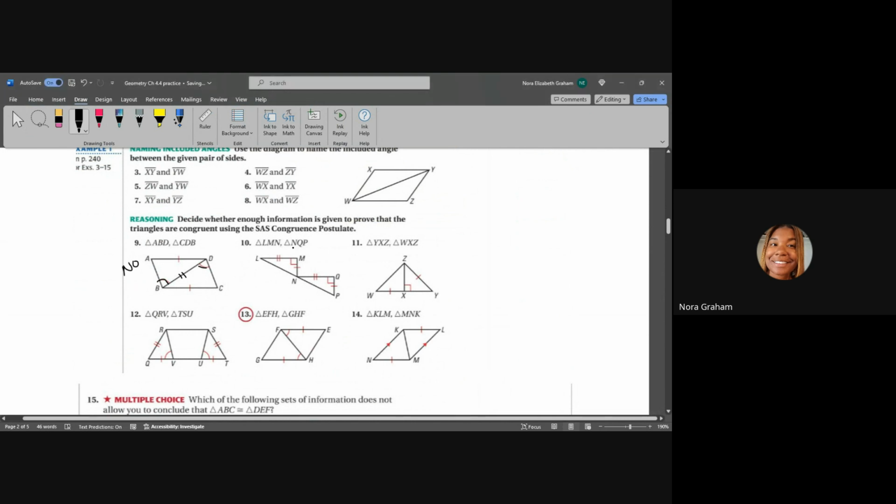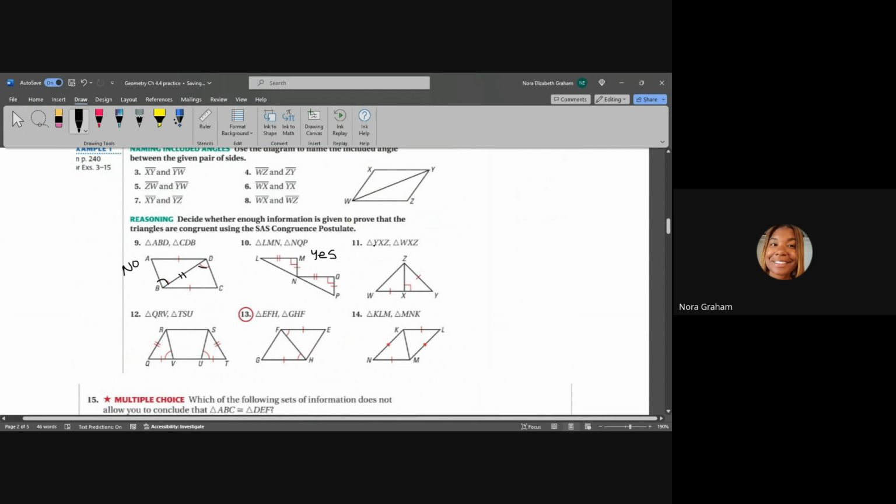And triangle NQP. So we do see our corresponding sides, L and M corresponding with N and Q. The annotations tell us that, and M and N corresponding with Q and P. Our annotations tell us that. These are both 90-degree angles. 90-degree angles are congruent. So I can totally say, yes, these two are congruent by side angle side. Okay, let's look at number 11.